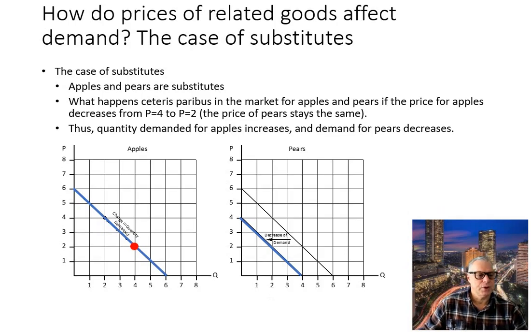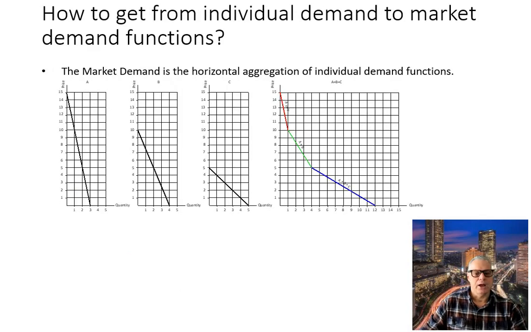Okay, and then we talked about expectations and preferences. That's also pretty straightforward. And also prices of related goods. Those are all shifters of demand. Now the final aspect is that we have so far only talked about individual demand functions. Like we had 3 people and we looked at their demand functions. So we can think of 3 different demand functions, like here A, B, and C.